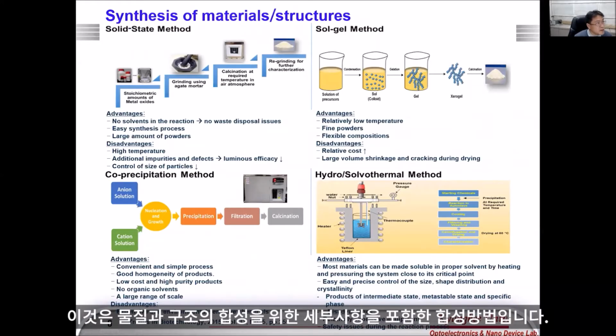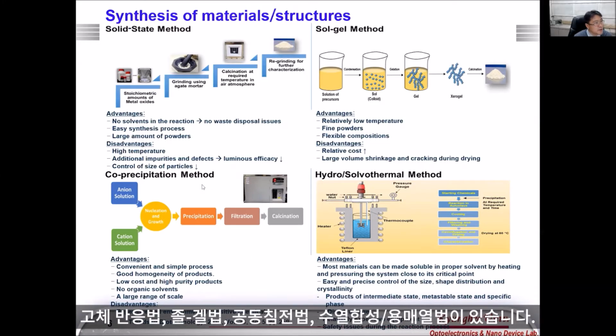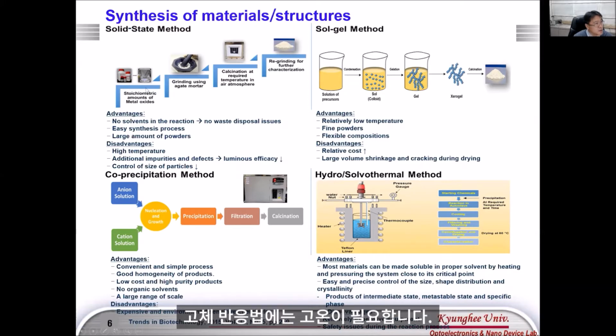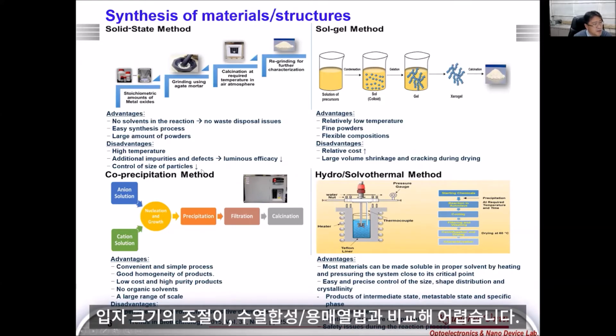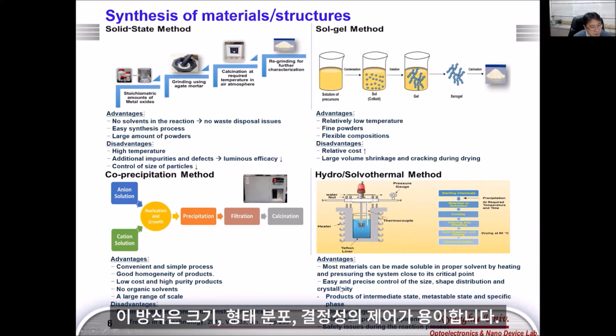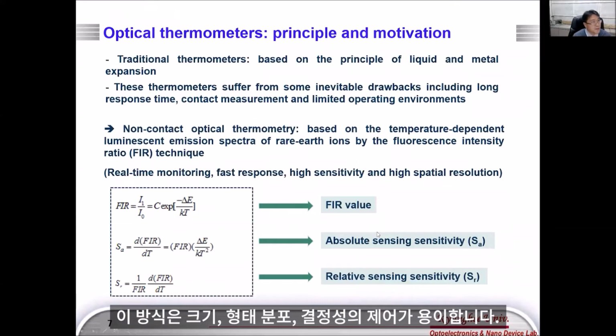This one details the synthesis of material and structures: solid state method, sol-gel method, co-precipitation method, and hydrothermal method. The solid state method requires high temperature, and the control of the particle size is difficult. In contrast, the hydrothermal method provides easy and precise control of the size, shape distribution, and crystallinity.